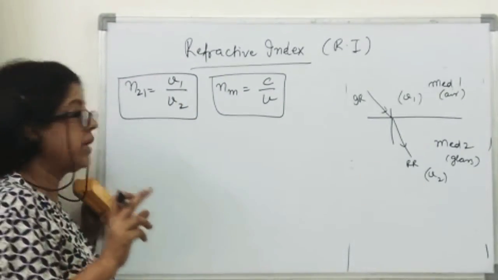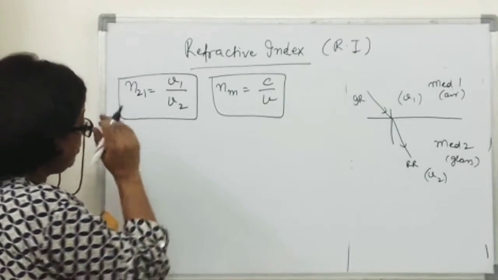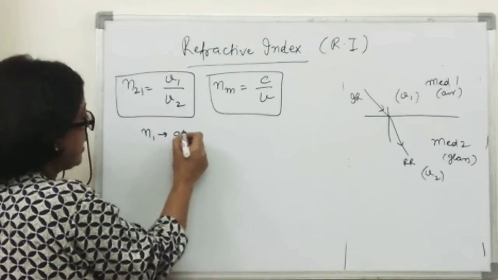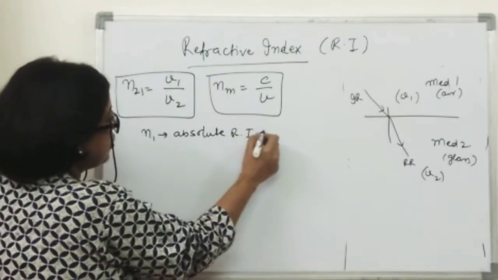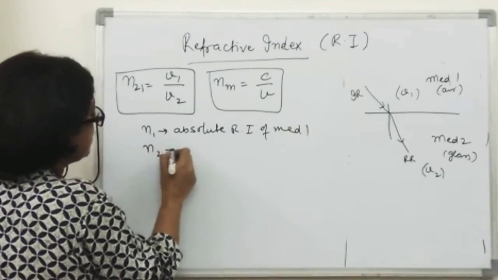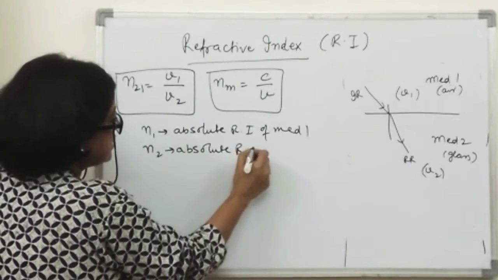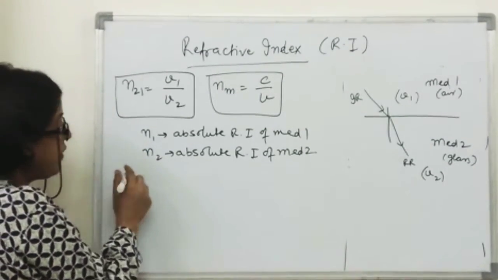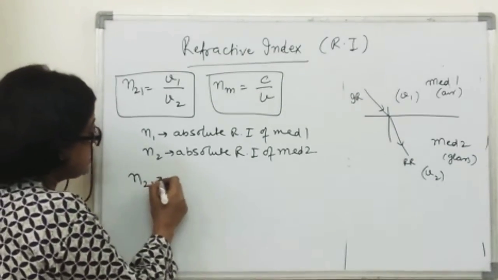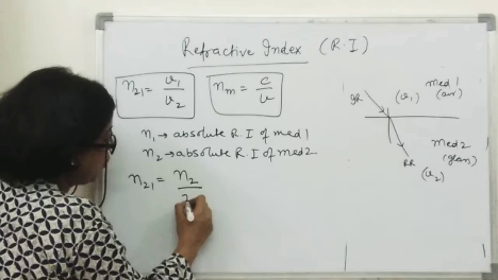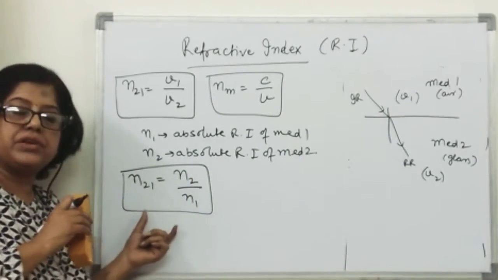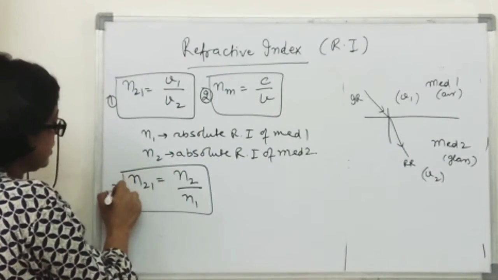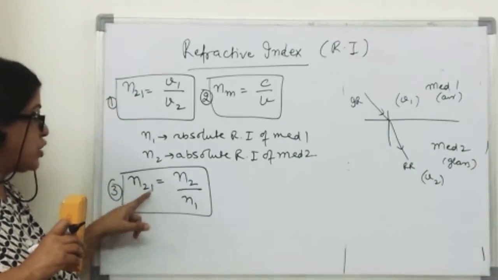Now, there's one more formula that we derive. Let's say there are two media. Let me say N1 is the absolute refractive index of medium 1 and N2 is the absolute refractive index of medium 2. Fine. So in terms of these, N21 is equal to N2 by N1. This is the third formula, which we can even derive using these two formulas. This is the first formula that we discussed, this is the second formula, and this is the third formula I am telling you about refractive index. This can be derived. N21 is N2 by N1.